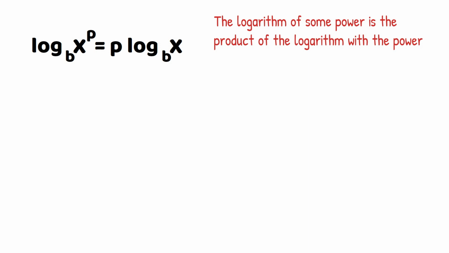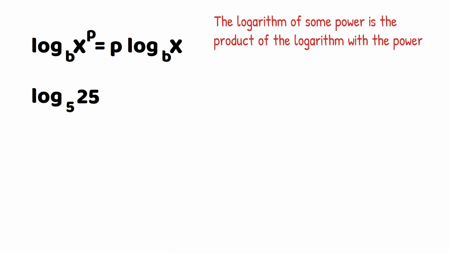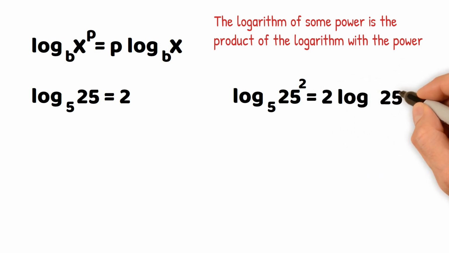For illustration, let's take the log of 25 with a base of 5, which of course is 2, since 5 to the second power is 25. So therefore, the log of 25 to the second power with the base of 5 is the same thing as 2 times the log of 25 with a base 5.